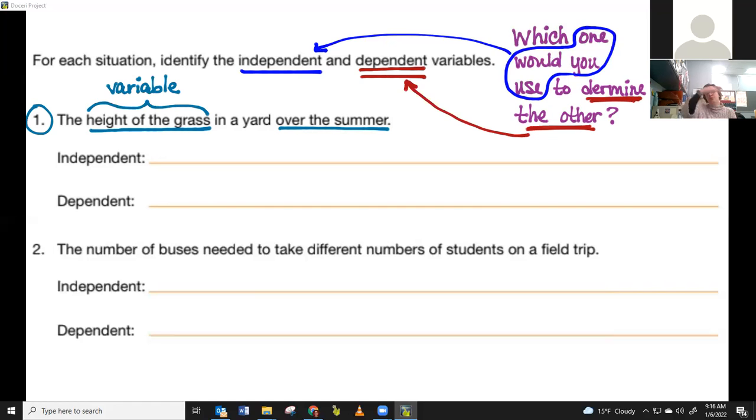When we say over the summer, what's going on? Weather changes, yes. This one is a little bit deceptive. When we're talking about over the summer, this is talking about time. Over the summer means I'm talking about time. And so this would be our other variable.